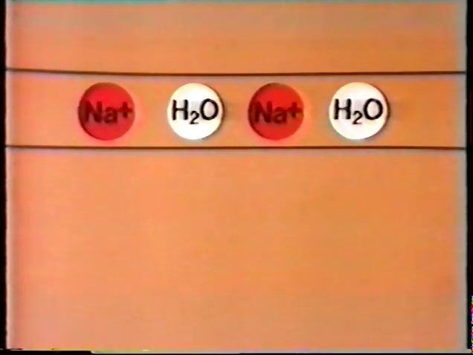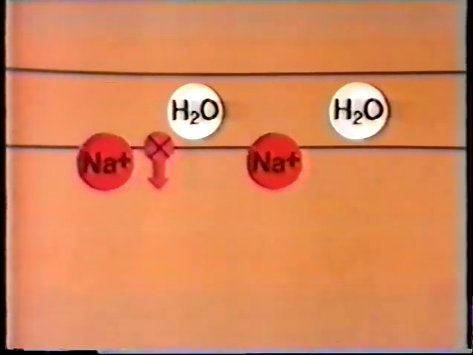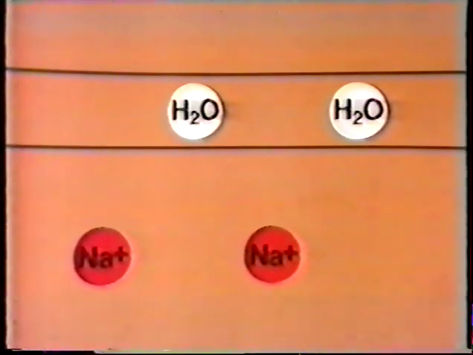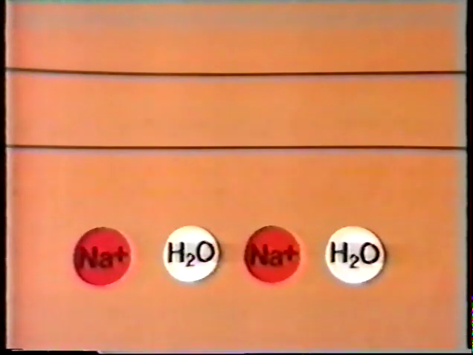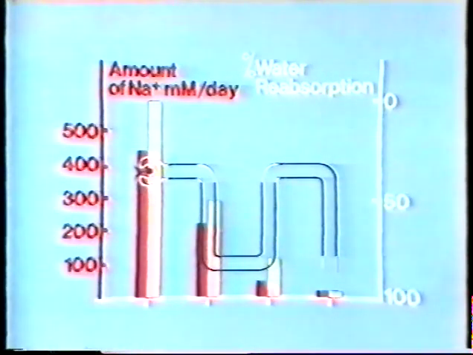This is achieved by actively transporting sodium ions out of the proximal tubule. Water then follows passively, thus keeping the tubular concentration the same. If we look at the rest of the sodium graph, we see that the final urine contains very little sodium, and thus the amount of sodium lost in the urine is also very small.